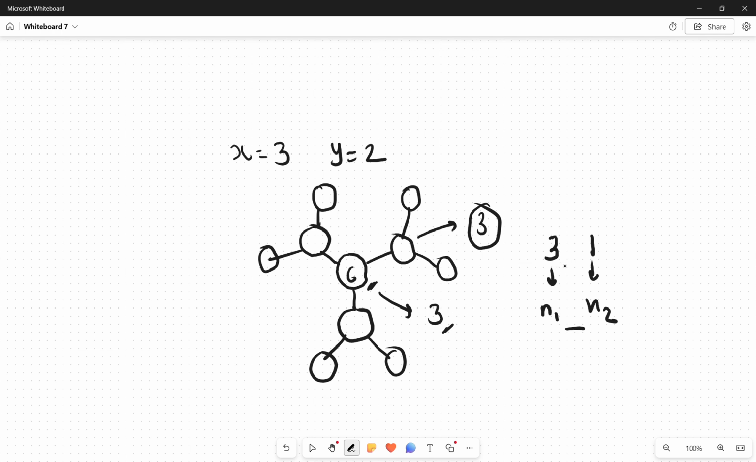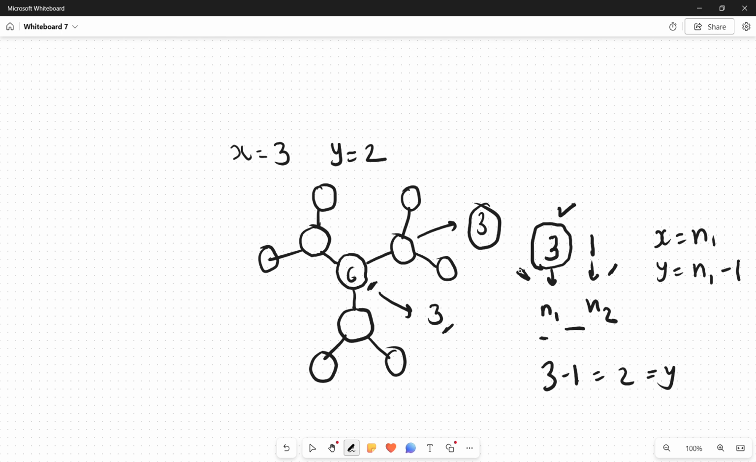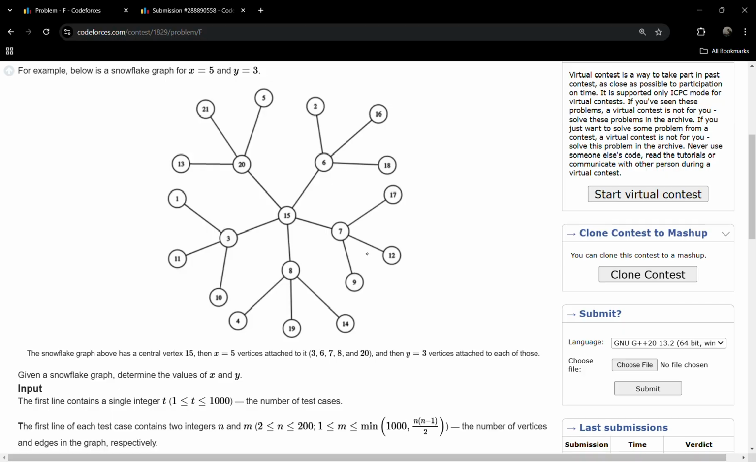So it is simple. You can directly say that this is x, and this number, 3 minus 1, is equal to 2, which is y. So we can say x is equal to n1 and y is equal to n1 minus 1 if there are only two possible frequencies of the degrees. So that is one edge case. Otherwise this problem is simple. So let us take a look at the code.